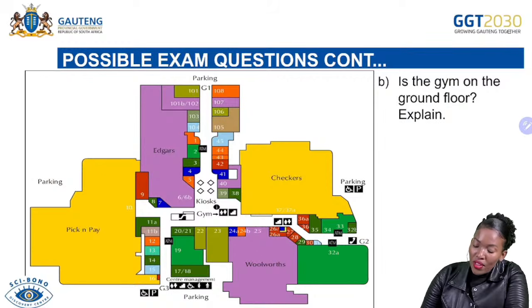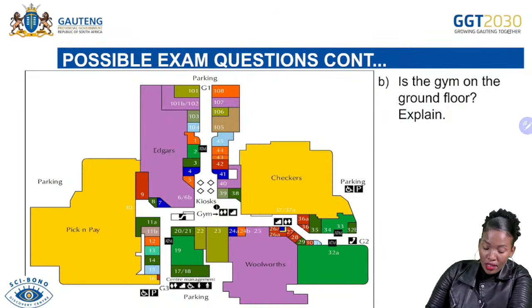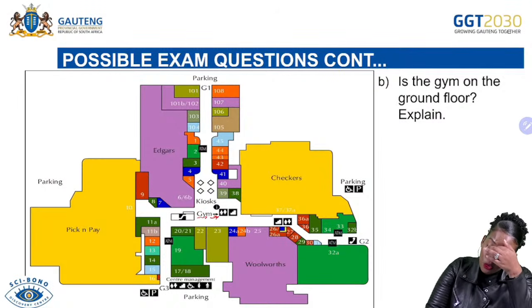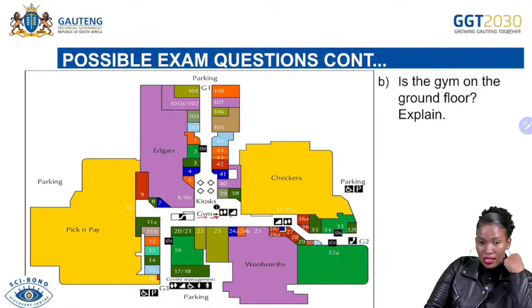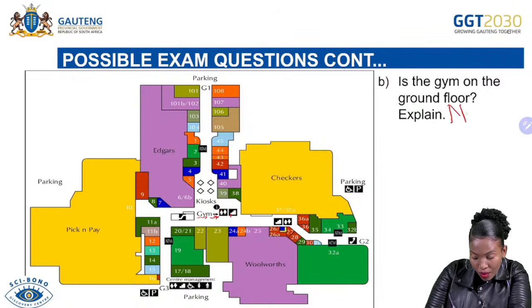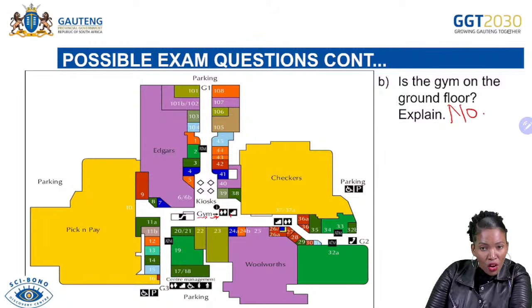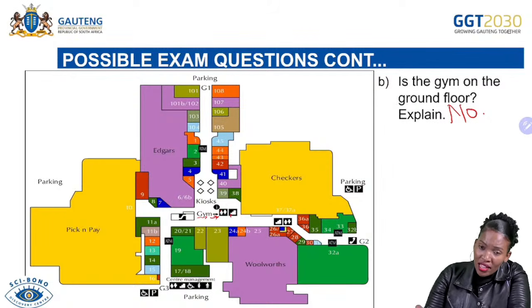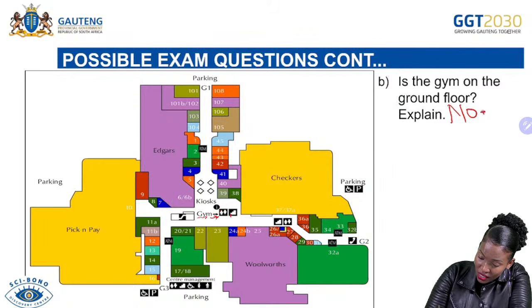Is the gym on the ground floor? Explain. So we've got the gym, guys, here, and then there's an arrow that indicates that if you are going to the gym, you must use either the lift or the staircases. So to answer this question, it means no. The gym is not on the ground floor because you need to use a lift or the stairs to move to where the gym is. No, so the answer is no. It is not on the ground floor.